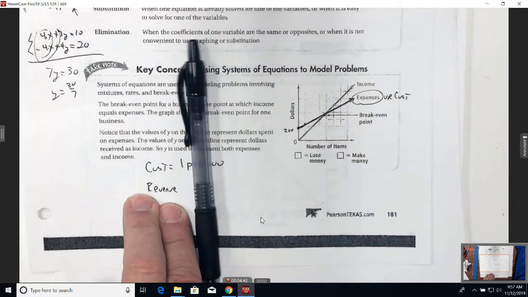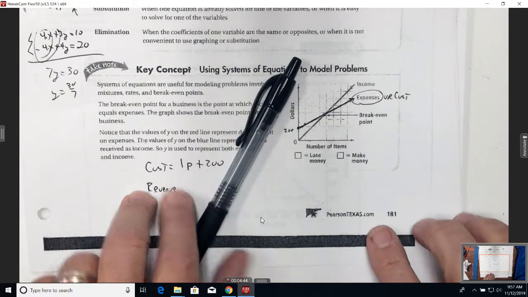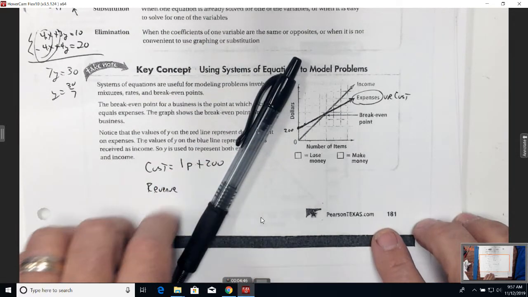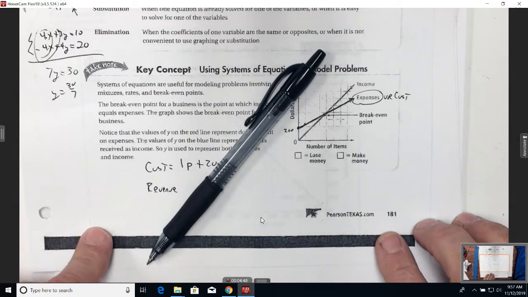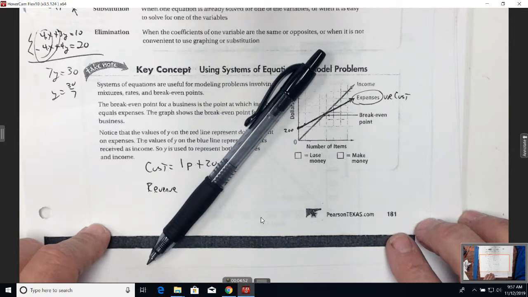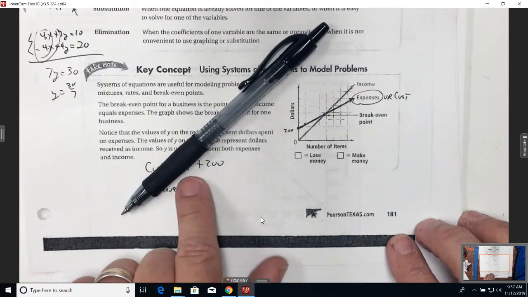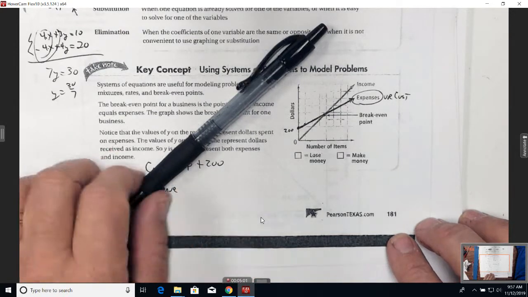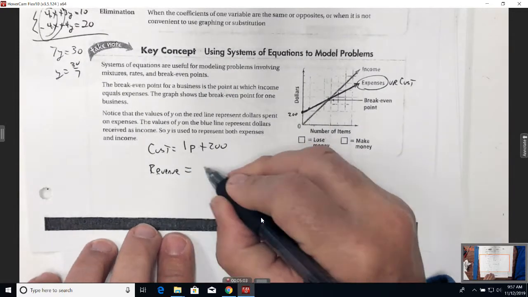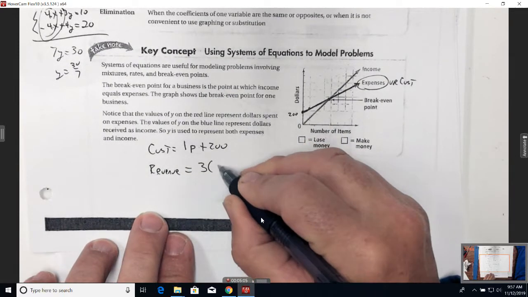So what do you want to sell them for? If it costs me $1 per pen plus a $200 setup fee, what would be a good price to sell that pen for so I can start making money? I need to sell it for more than $1. Right? In most cases, for a nice pen that costs you $1 to produce, you probably want to sell it for about $3 or $4. So I'm going to sell this pen for $3 per pen.